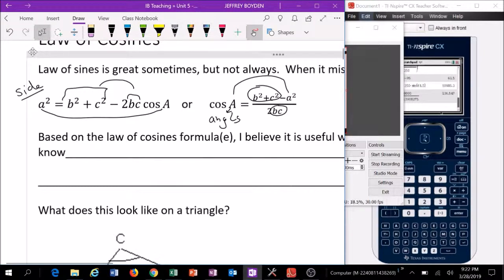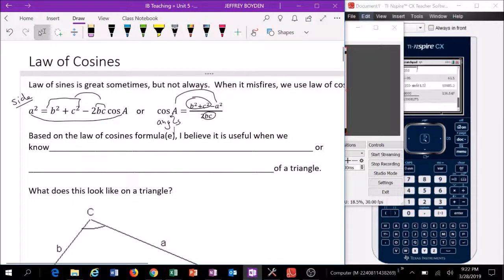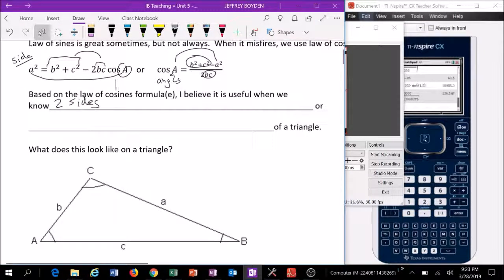So, I do want to try to fill in this little sentence stem here. Based on the law of cosines formulae, I believe it's useful when we know, well, let's look at the side on the left. What information is known in this scenario? In order to find a side length, you need one side length, another side length. Okay, I'm going to make a note of that. We need two sides and one angle. But it's more specific than that. Look at where B and C are on a triangle diagram. You've got B right here and C right there. Angle A is the included angle. So two sides and the included angle is what we need.